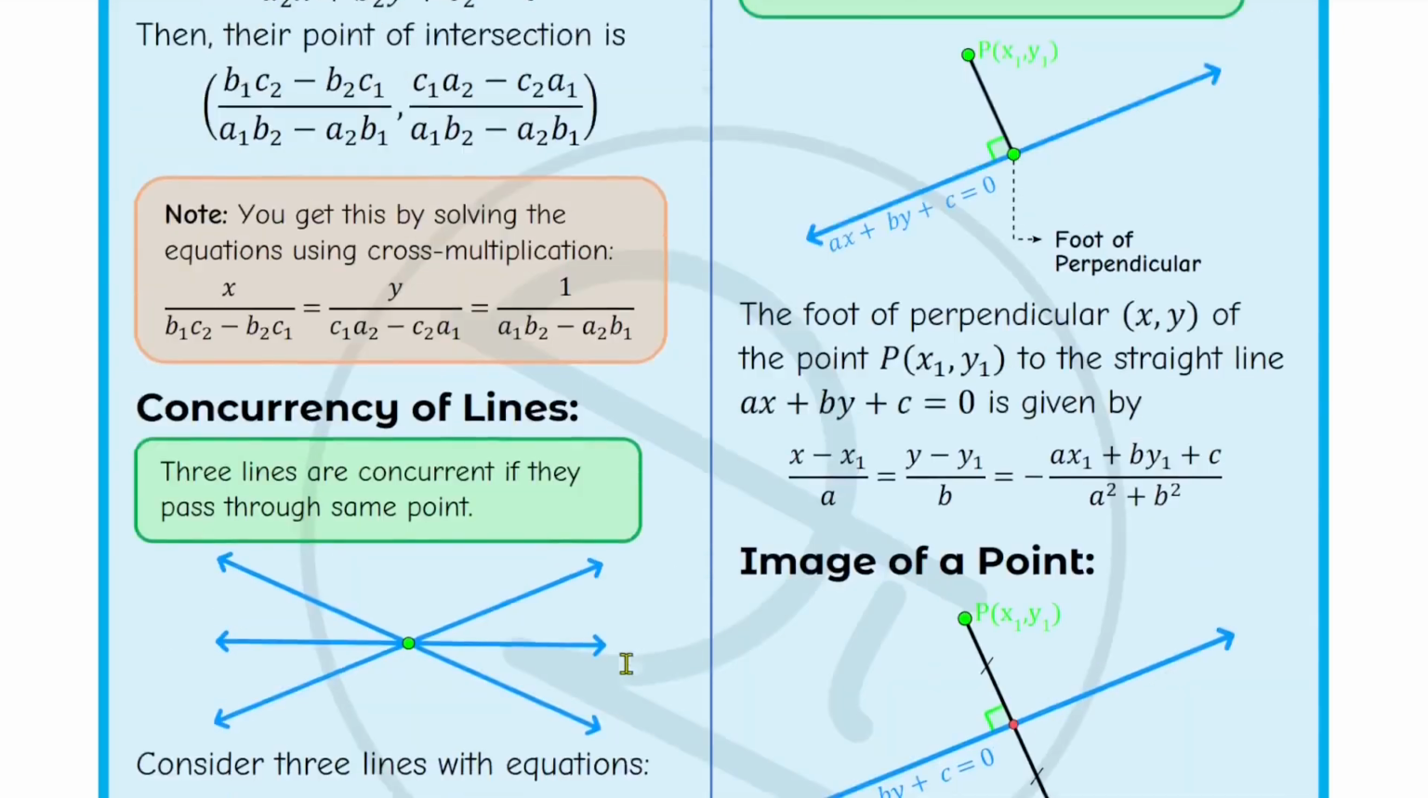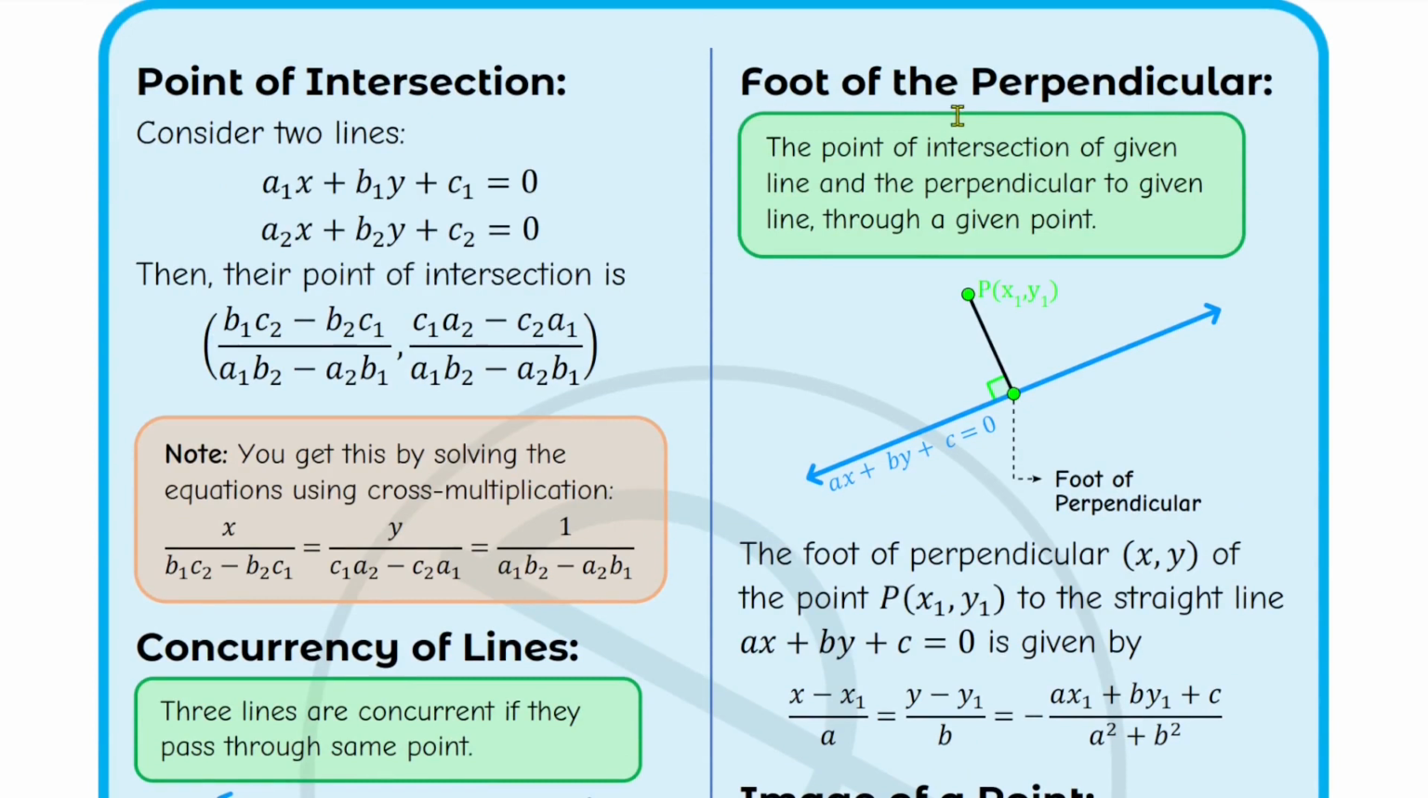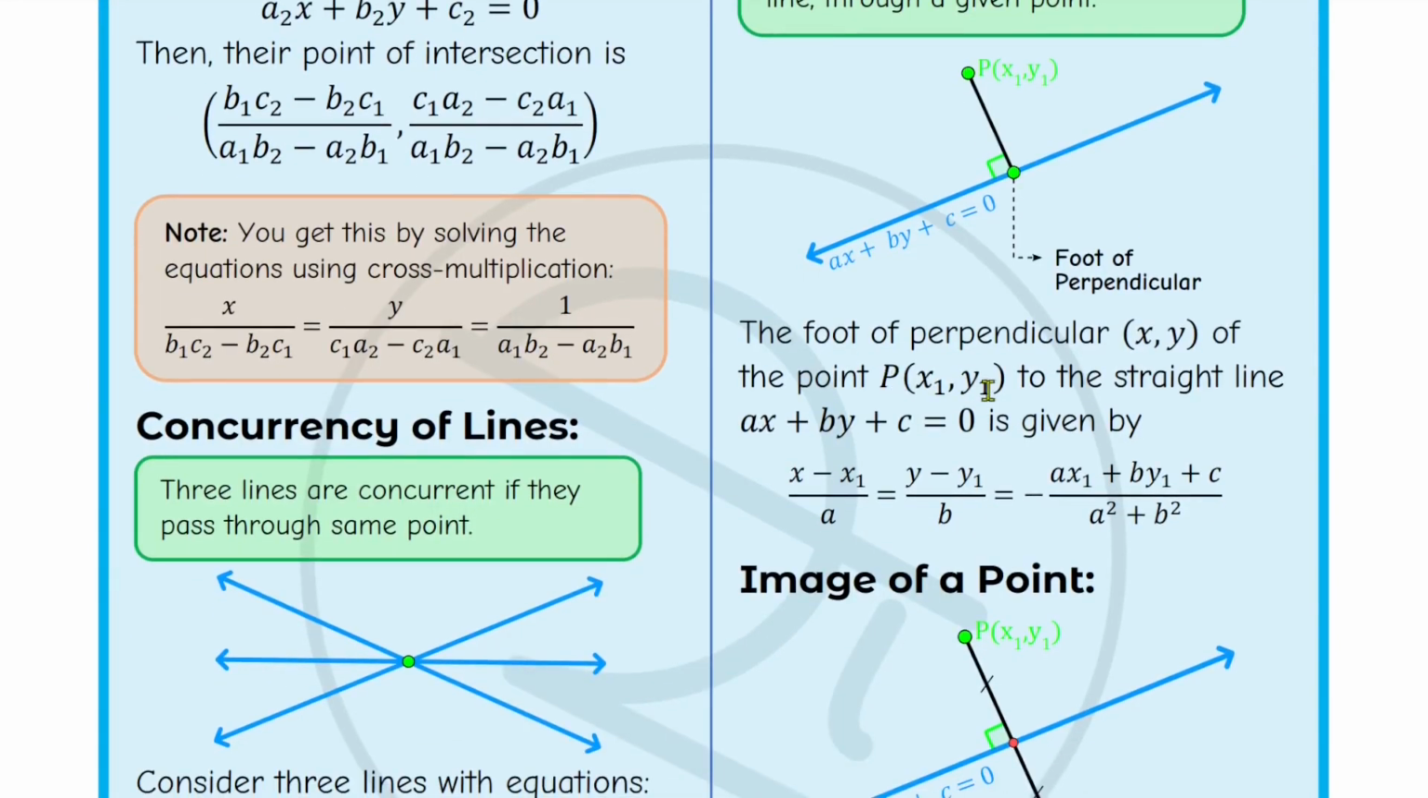And then we have the foot of the perpendicular. So let's say there is a point P(x1, y1) and a straight line ax + by + c = 0. The foot of the perpendicular refers to the point where the perpendicular from this point to the line touches the line. And if P(x1, y1) is a point and the straight line is ax + by + c = 0, then the foot of the perpendicular is given by (x - x1) by a = (y - y1) by b = -(ax1 + by1 + c) by (a squared + b squared).